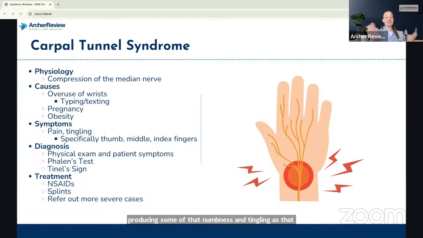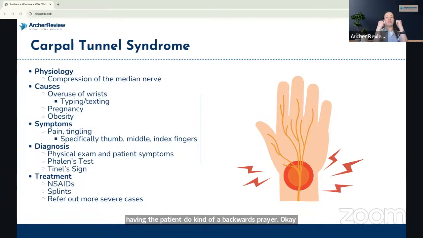Okay. This test here, pretty simple tests. I think of Phelan's and Tinel's. Do you remember those from school? I'm sure you do. Let's differentiate between those two tests. Okay. So to perform the Phelan's test, we can think of having the patient do kind of a backwards prayer. Okay. So prayer, but we're going to do it backwards.